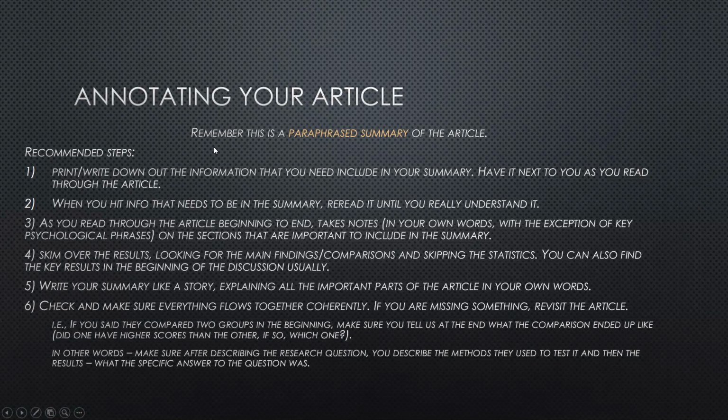So the first step would be to print out or write down the information that you need to include in your summary. On the module page, what is an annotated bibliography, that has all the information that you need to include in your summary, including the research questions, the participants and what information there is important, et cetera. And so you want to have that all on hand as you are reading through the article, so you know what information to pay attention to.